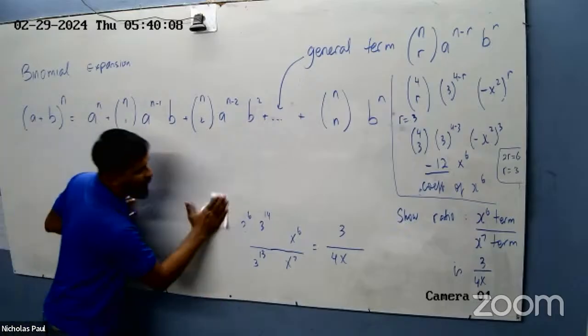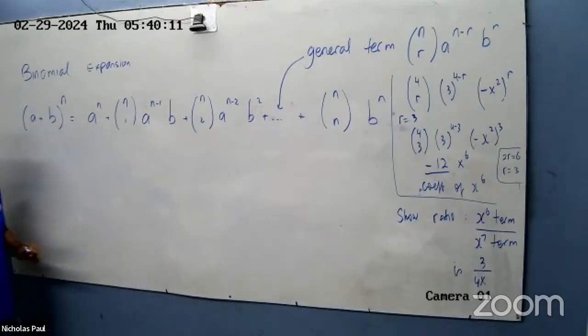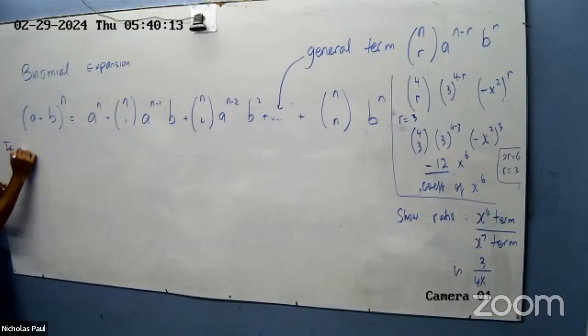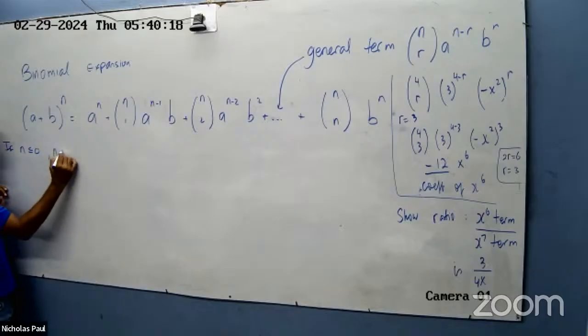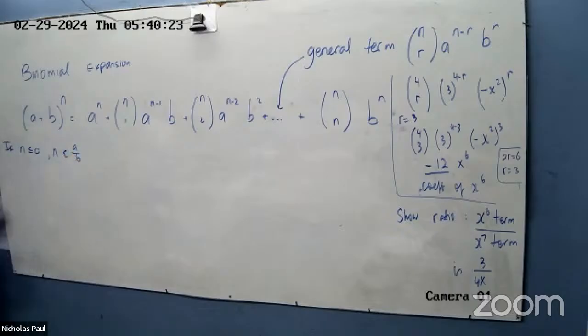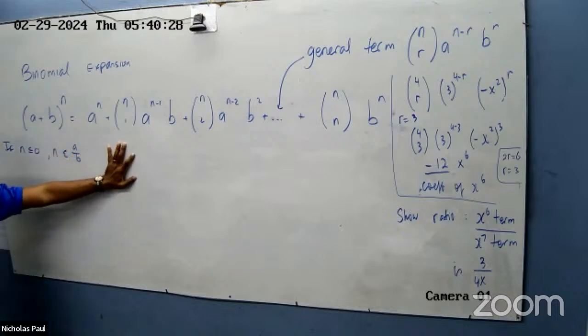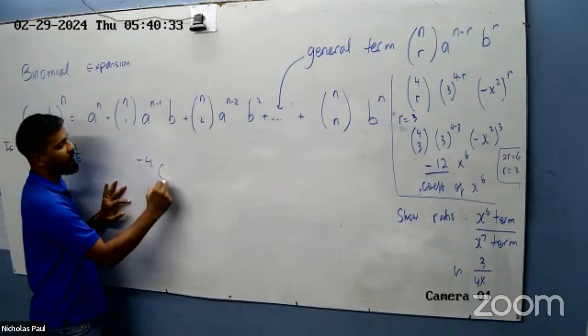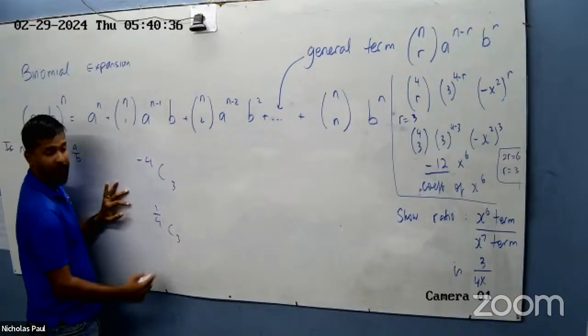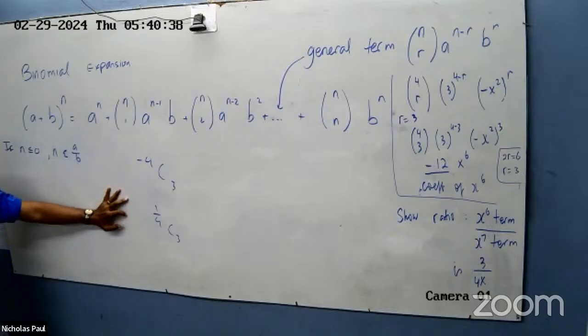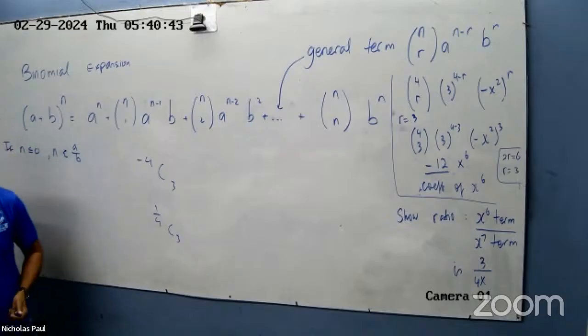All right, so what will happen if n is less than or equal to 0 or n is rational? Right? What would happen if it's less than 0 or if it's rational? Then we can't use this. Go to a calculator, find minus 4C3 or find a quarter C3. Error. Right? Error. We can't find that in the calculator. All right?